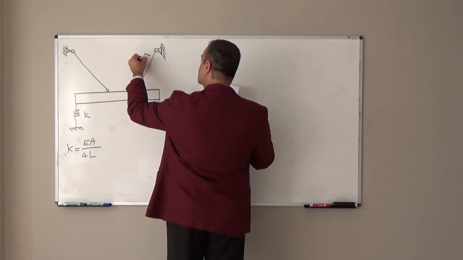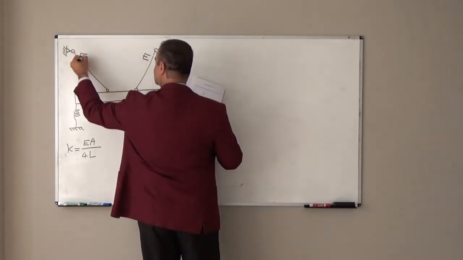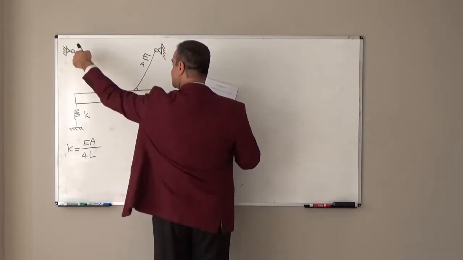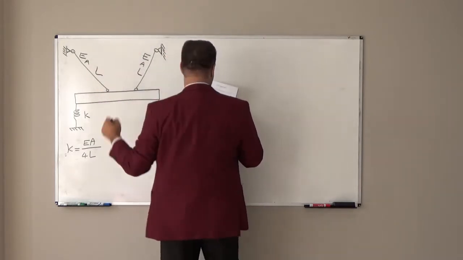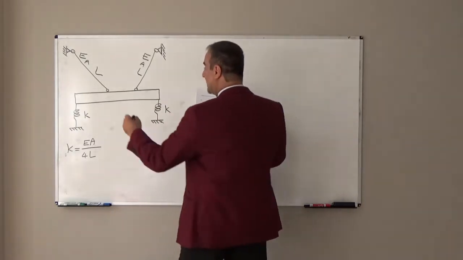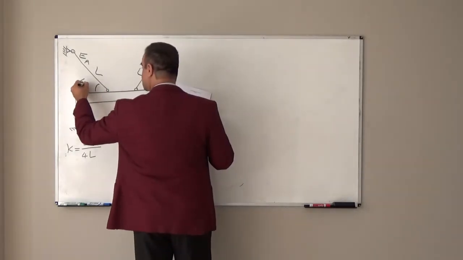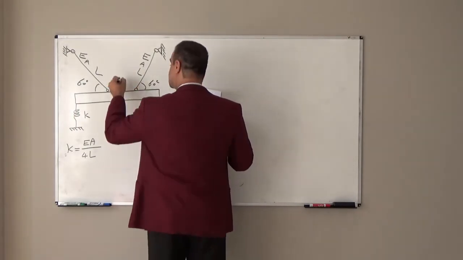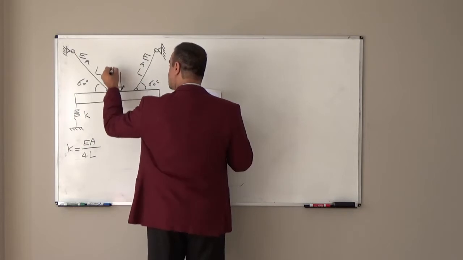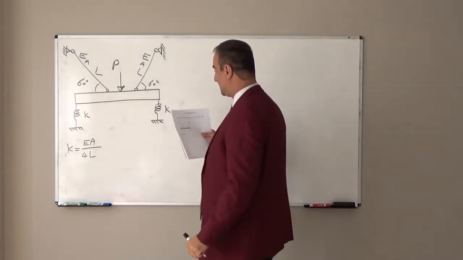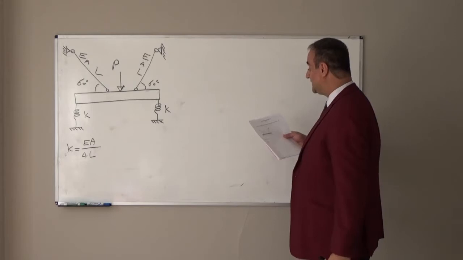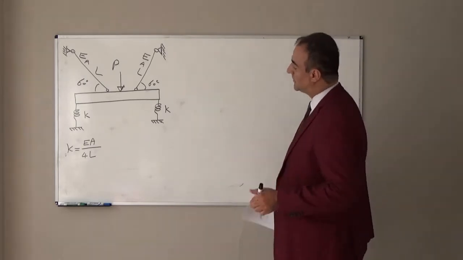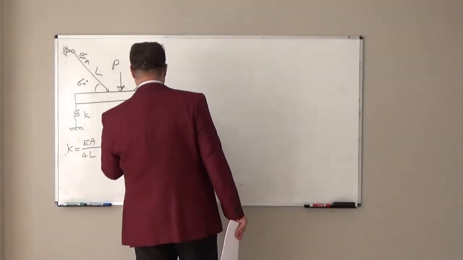The Young's modulus for each rod is E. Cross-sectional area is A and A. The length is L and L. This angle is 60 degrees. This angle again is 60 degrees. This system is subjected to external load P at mid-span. In the following structure, determine the internal force in the spring. We want to find the internal force in this spring.